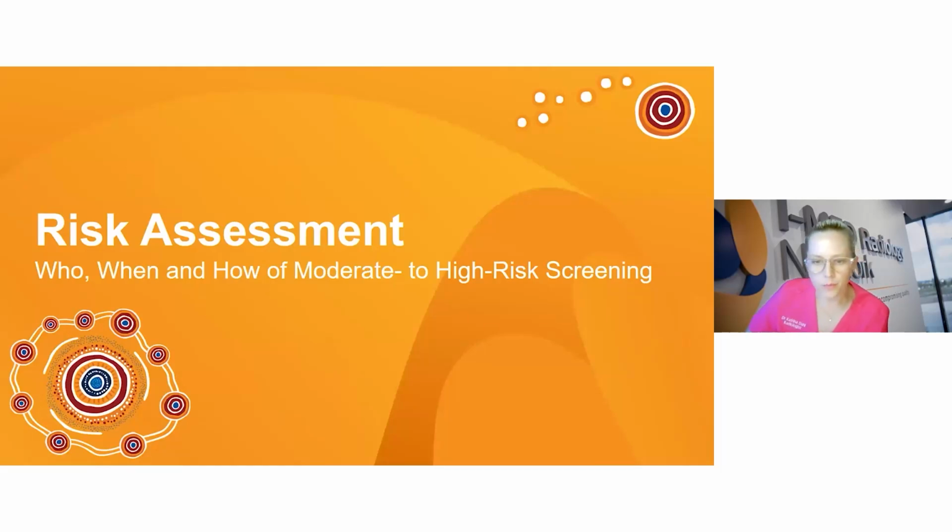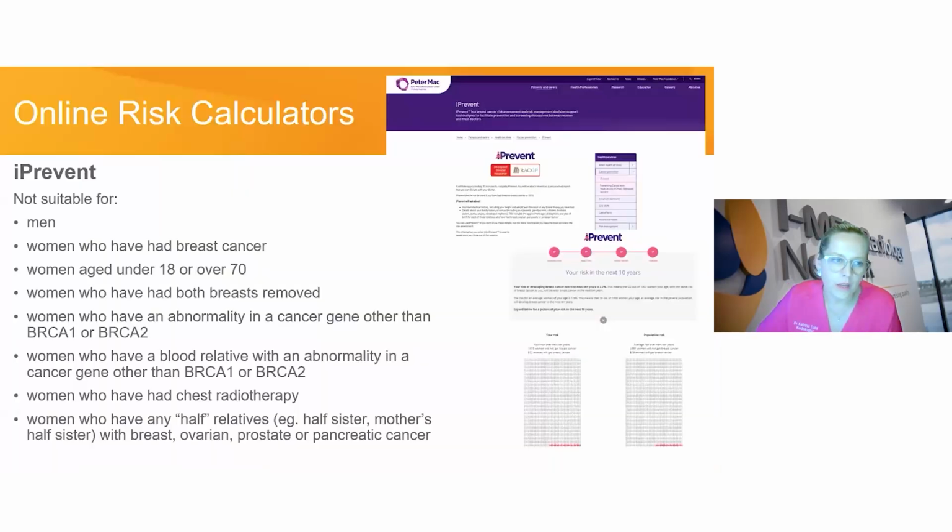Now, I am aware that we are getting along in time, so let's go through risk assessment, the who and when and how of moderate to high risk screening, because this often falls to the GP to be the net that catches these high risk and moderate risk women. And certainly that moderate risk is a very challenging place for all of us at the moment with what we're recommending, because there are a number of guidelines and they're not all saying the same thing. So we can look at the European guidelines and the American guidelines and our guidelines, and we're sort of trying to work our way through.